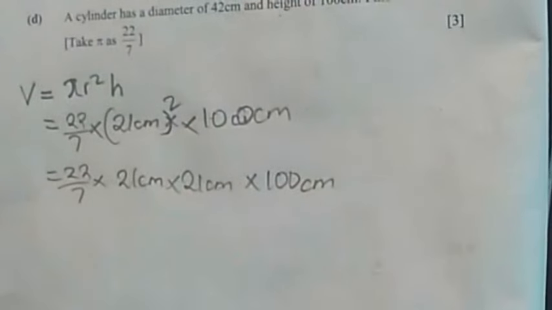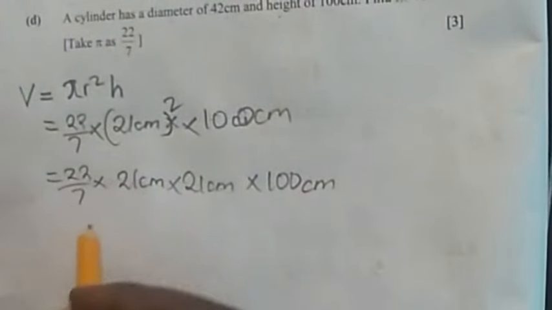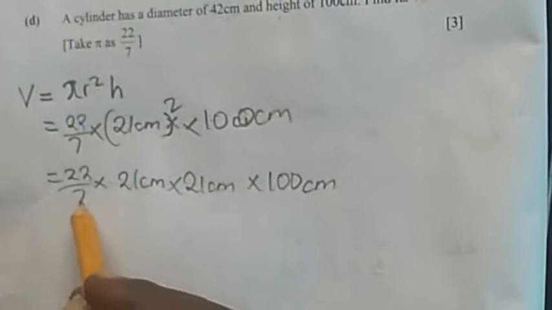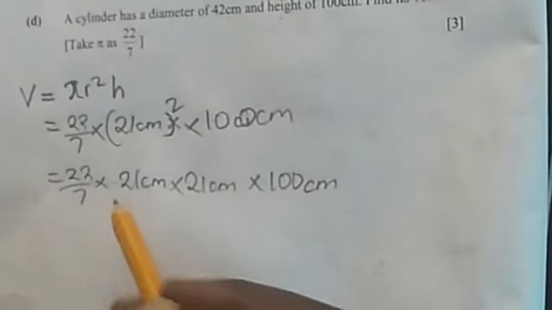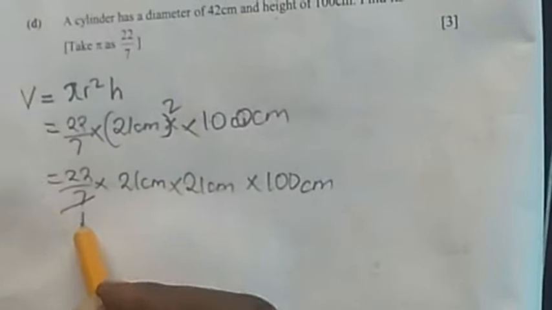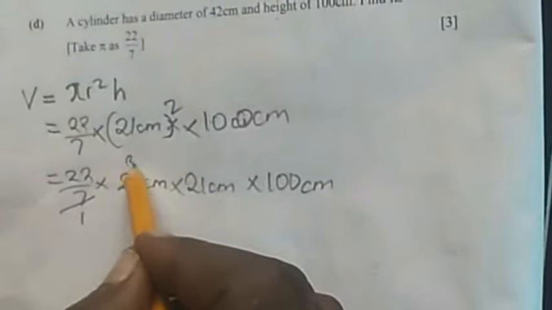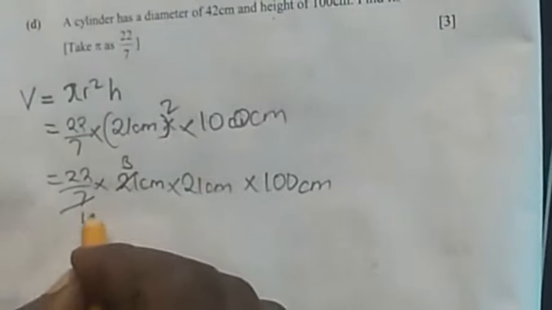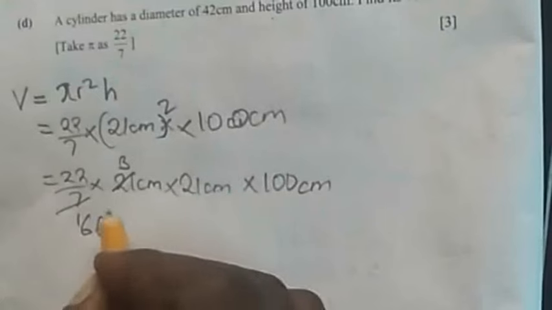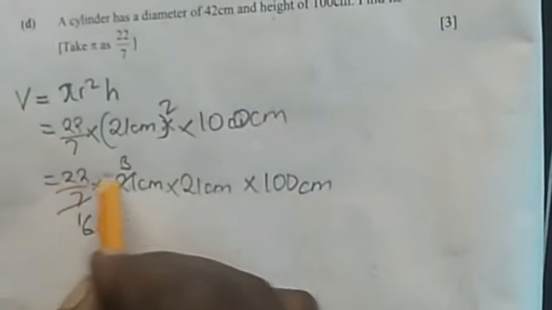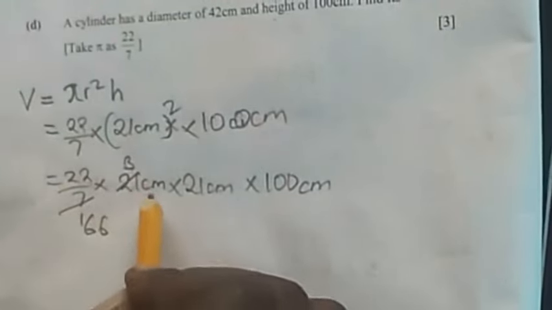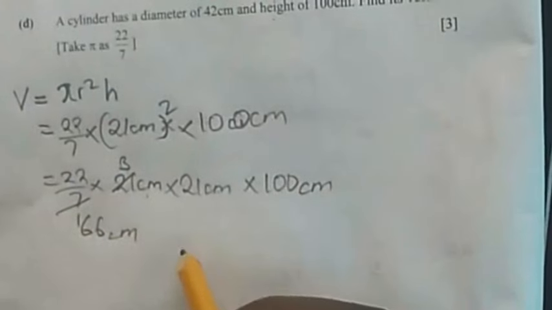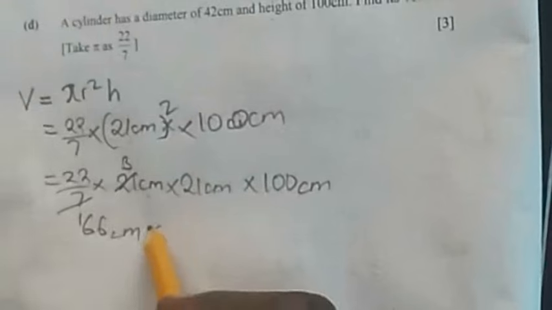Okay, so what we're going to do now is get rid of the fraction here. Which number can go into 7 and 21? It's 7 itself. So 7 into 7 is 1, 7 into 21 is 3. So 3 times 22 will give us 66 centimeter. Then times this 21 times 21.